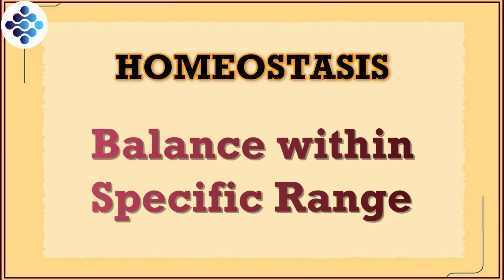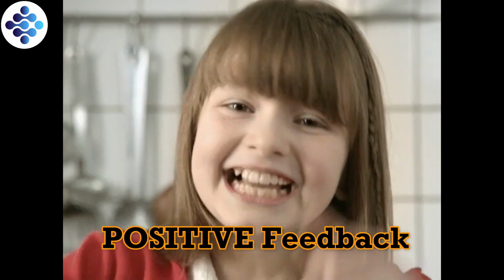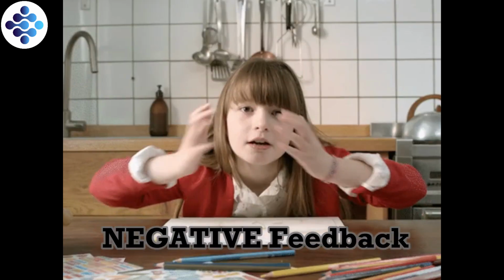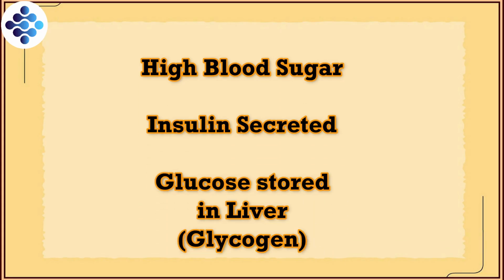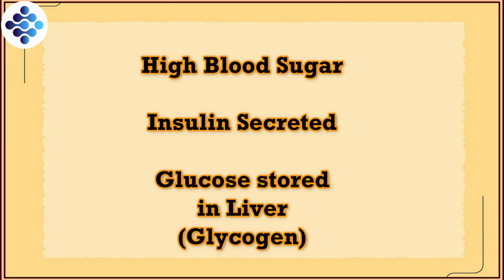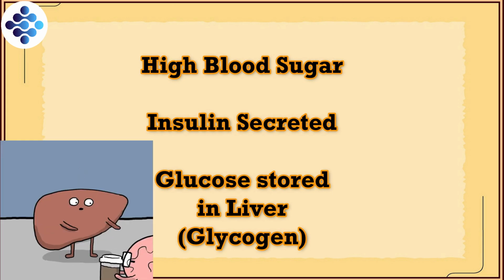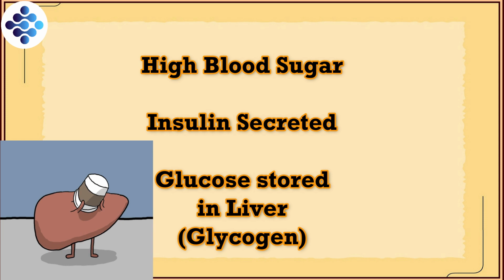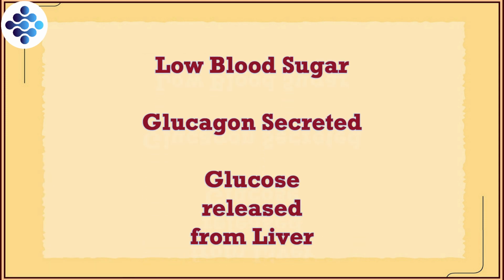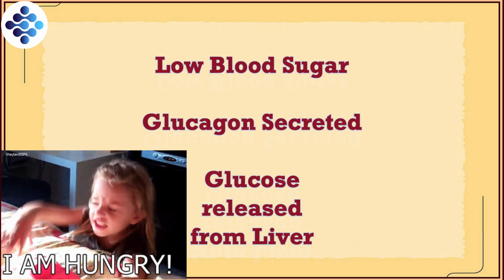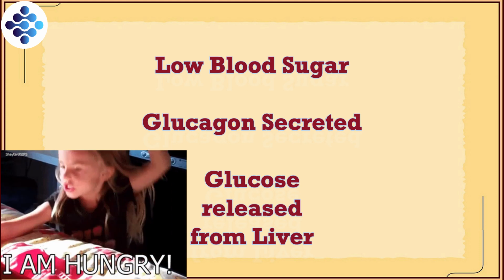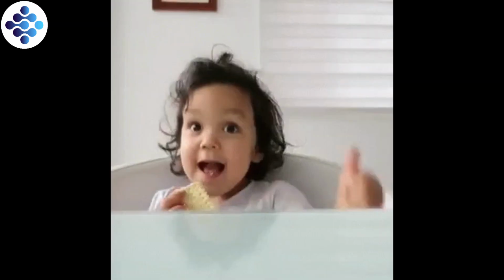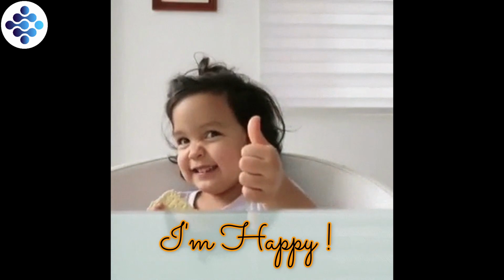Now there is a concept of homeostasis, that means balance within a specific range. It is maintained by feedback and negative feedback mechanisms. Say for example, increased glucose in blood leads to secretion of insulin. Excess glucose is stored in the liver as glycogen. When blood glucose level drops, there is release of glucagon, which converts stored glycogen into glucose.